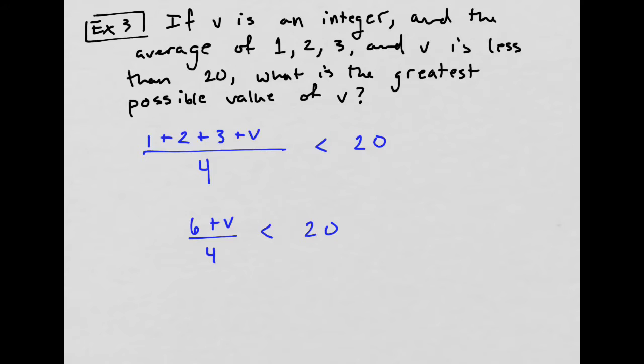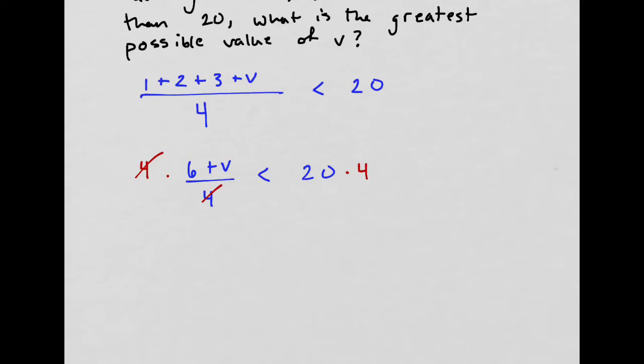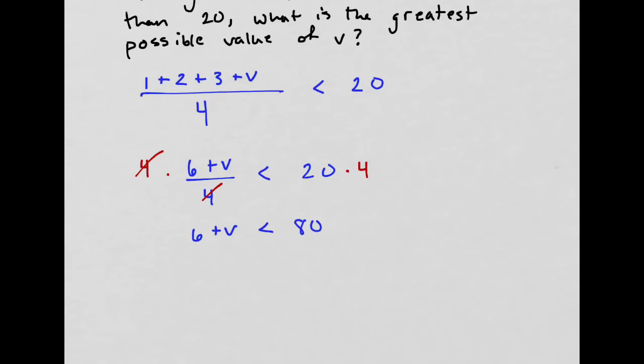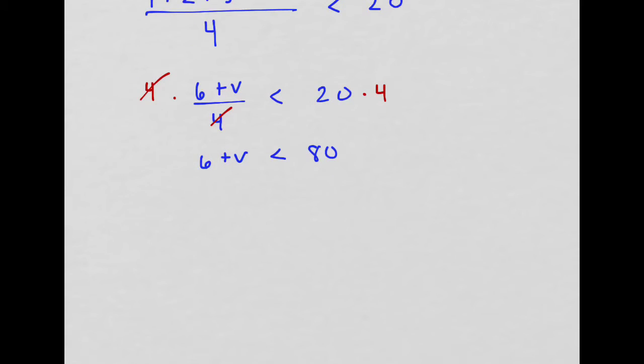So what am I going to do? I'm going to multiply both sides by 4. There we're going to have that there. And then now I have 6 plus v is less than 80. Okay. Remember, if I multiply by a negative, if this was a negative number, I would flip this around. But I didn't, so I won't. And then to get v by itself, I just minus 6 like that. It's very easy. And v has got to be less than 74. There it is.